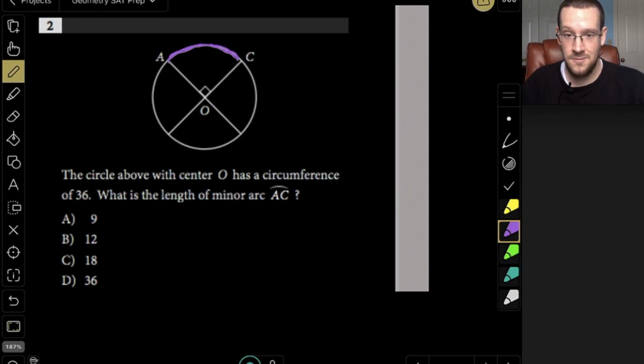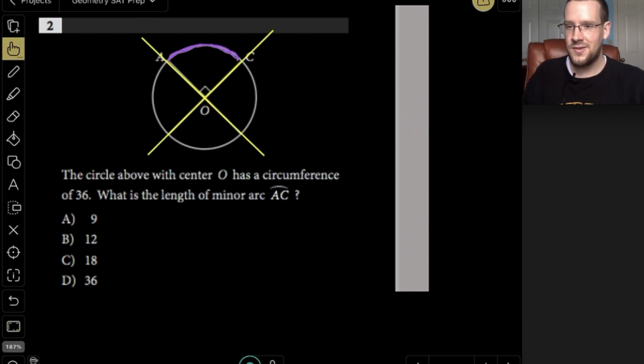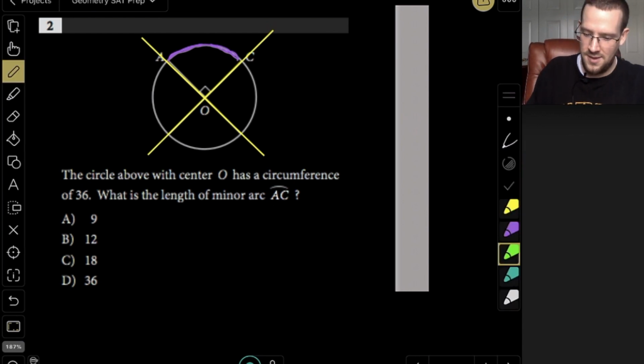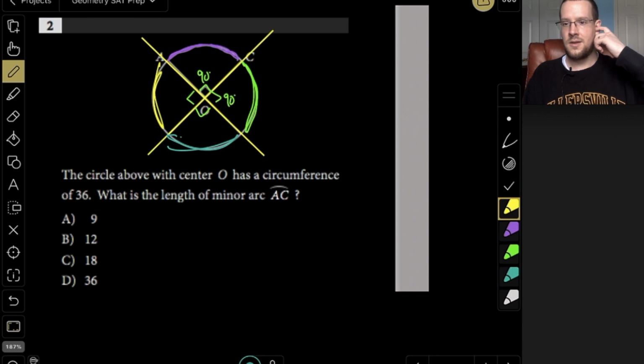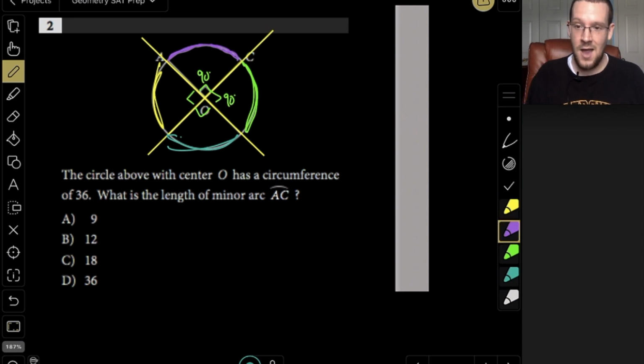But here's the thing. You don't need to remember anything because, as you can see, this circle is cut into how many equal parts? Well, if this is a right angle, then that means this is a right angle. That means that this is a right angle and this is a right angle. So all of these parts are the same. All of these pieces here will all be the same. And the total is 36. How many pieces are there? How many parts are there? There's 4.